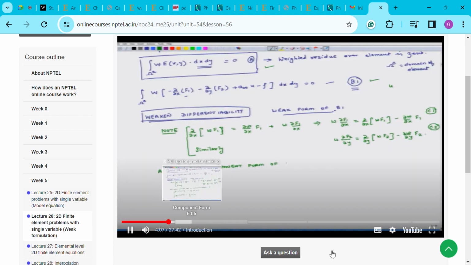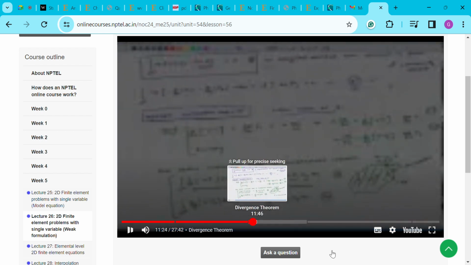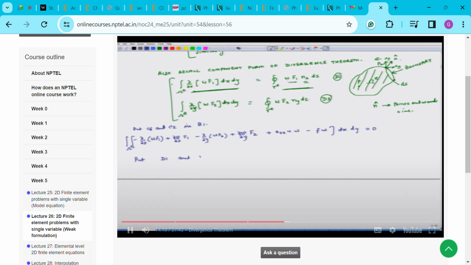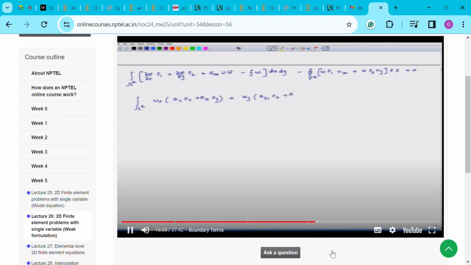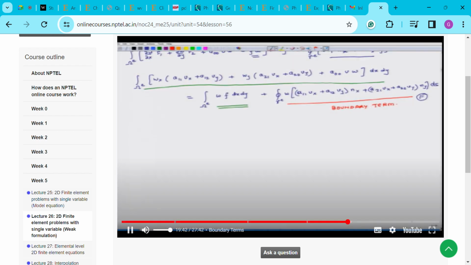Further, divergence theorem. Integral over the... After this weak form, I will get complete. Yes, what is this point? This boundary term.